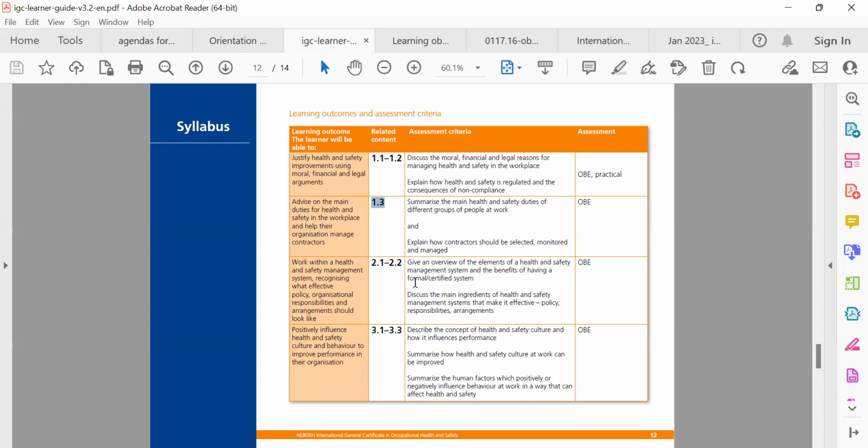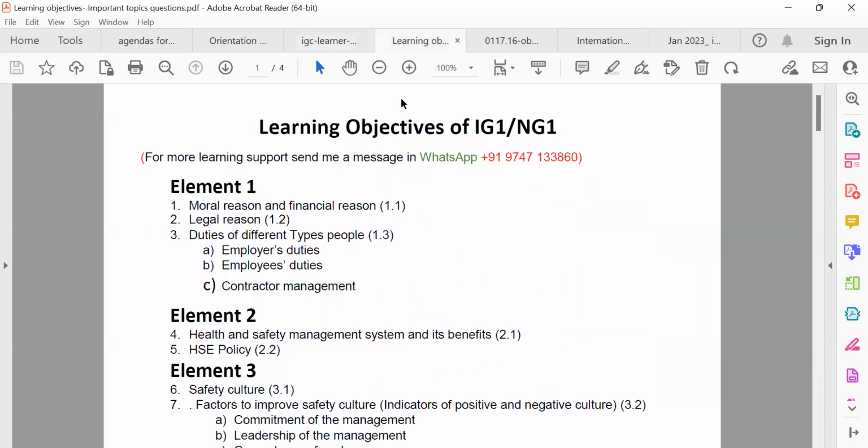There are only 17 learning objectives. Then I'm going to show you these learning objective in simple words that would make easy for understanding. So I have renamed every learning objective, and I have sorted under each element.